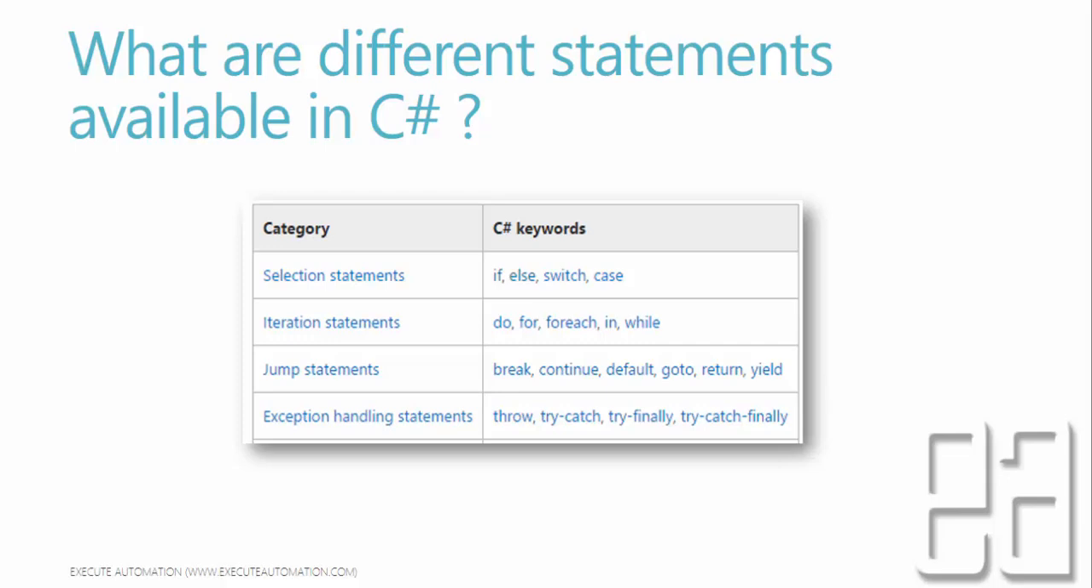And there are exception handling statements like throw, try-catch, try-finally, try-catch-finally. All those are different kinds of statements available in C#. We will talk about some of these statements, like selection, iteration, and exception handling statements. Jump statements we will talk about only a little bit, as not every keyword is covered. For example, we'll not be working with continue, yield, or goto. Rather, we will be talking about the break, return, and default keywords. And as you already know, there is a keyword called return, which we discussed when we were talking about method return types in our previous videos.